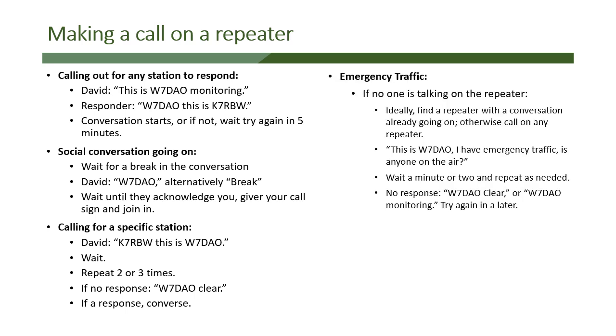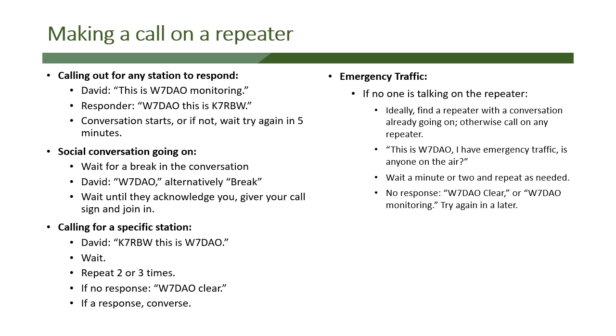Now, emergency traffic is a special situation, and this goes for any band you're on. If no one is talking on the repeater and you have emergency traffic, first, ideally find a repeater with a conversation already going on. Otherwise, you're going to have to call on any repeater. Also check 146.52 if you're on an FM radio, which is the simplex calling frequency, and don't be afraid to call on that frequency either. If there's nobody around, try any frequency you can find that's in your legal allocation.